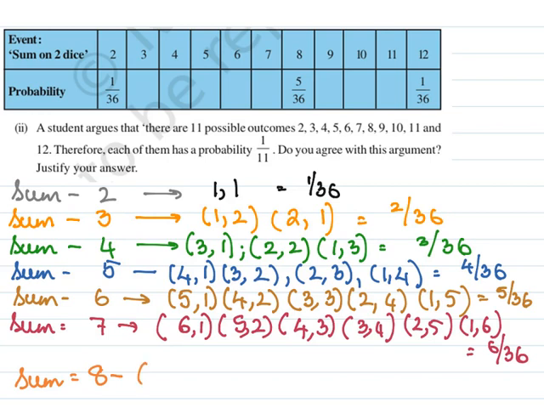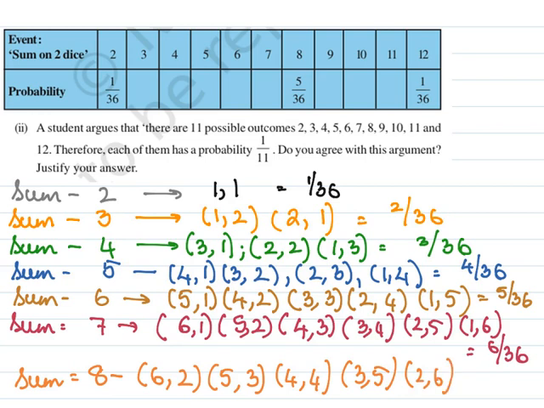Then next is sum 8. And for sum 8, it'd be 6 and 2, or 5 and 3, then it could be 4 and 4, then it could be 3 and 5, 2 and 6, that would be 8, and we have here 1, 2, 3, 4, 5 of them. So that will be 5 out of 36.